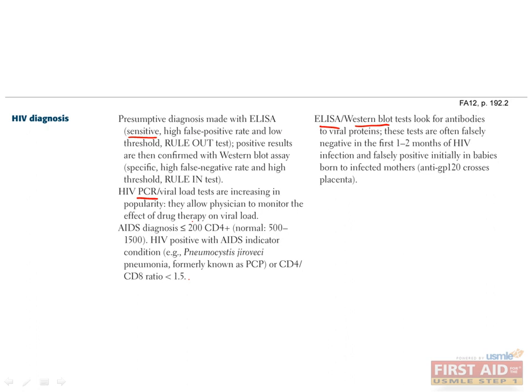The CD4 T-cell count is also assessed to monitor treatment progress. When CD4 count dips below 200, the diagnosis of AIDS is given. AIDS diagnosis may also be given for those HIV patients who develop an AIDS-defining infection, which we will cover soon, or who have a CD4 to CD8 ratio less than 1.5.